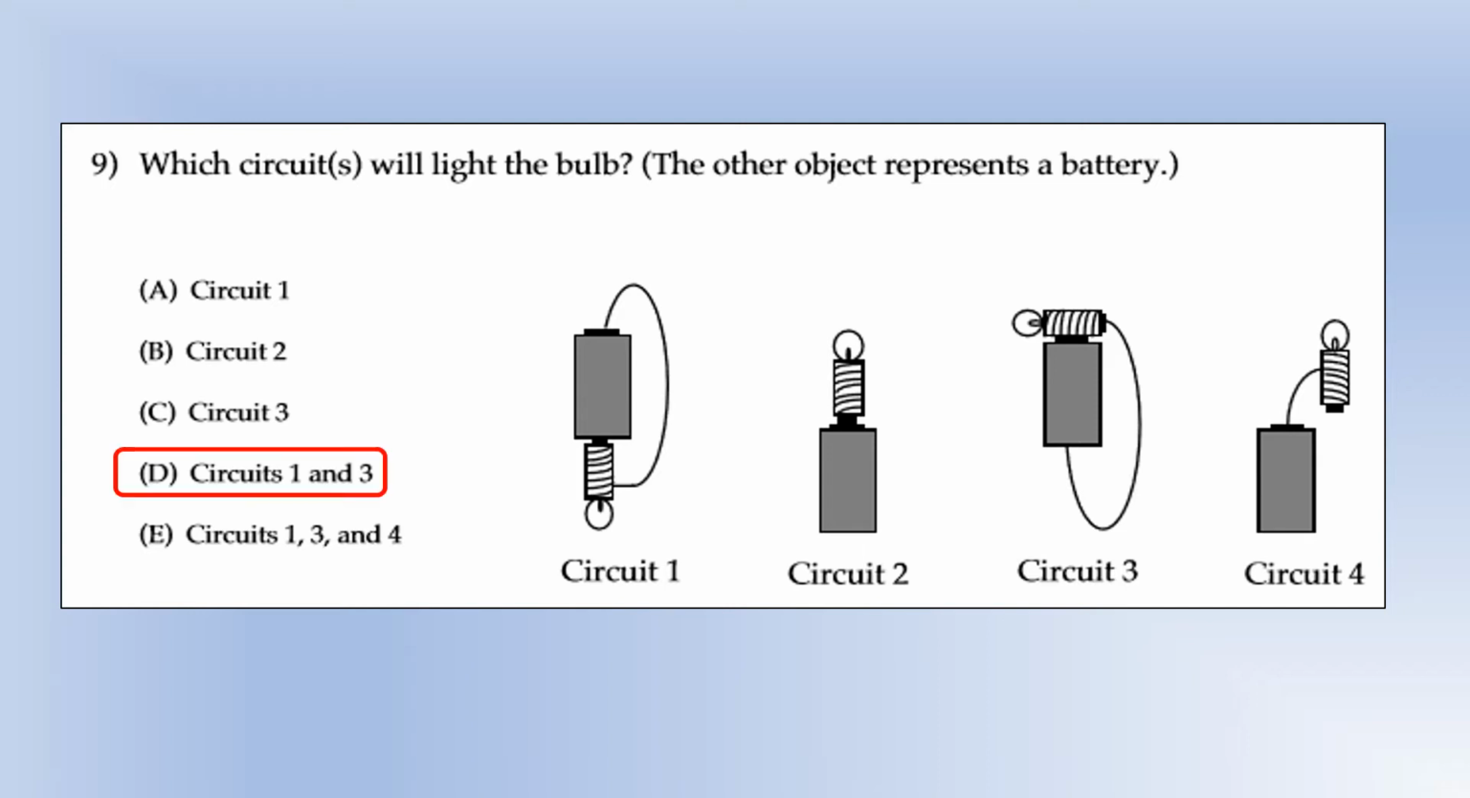Okay, so the correct answer is circuits 1 and 3. So the problem with circuits 2 and 4 is that the battery is only connected to the light bulb via one connection. And to have a complete circuit, every component must be attached to two connections. Therefore, 1 and 3 are fine because they've got two connections with the battery.